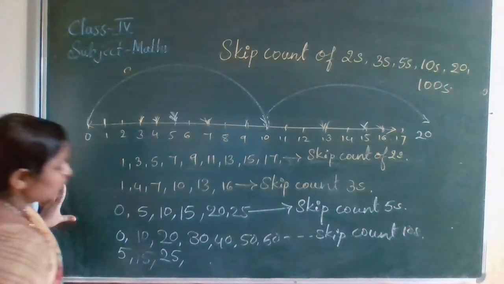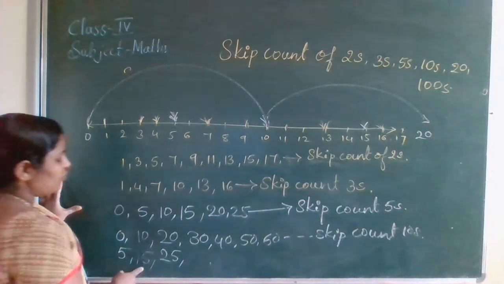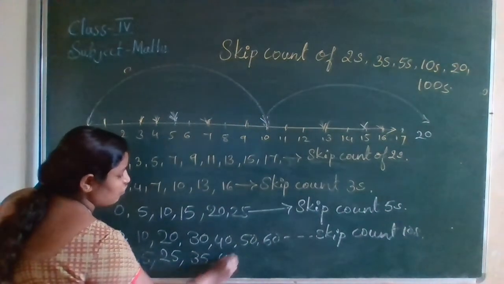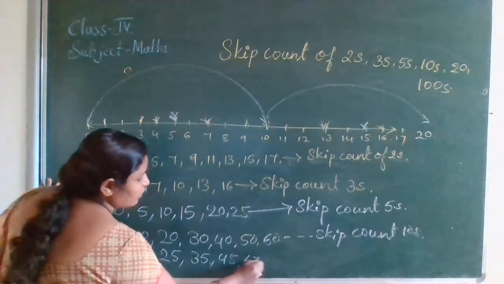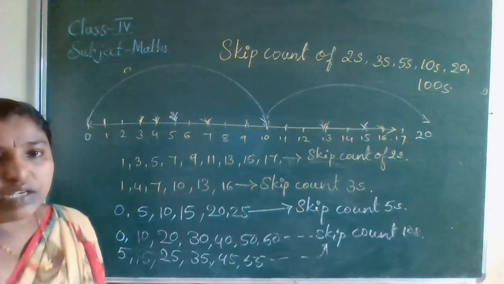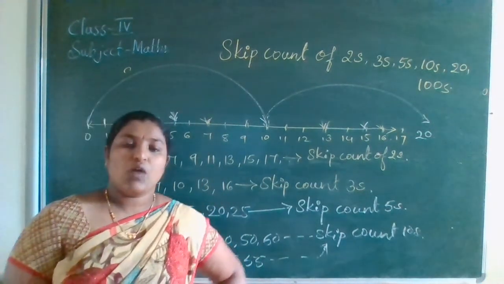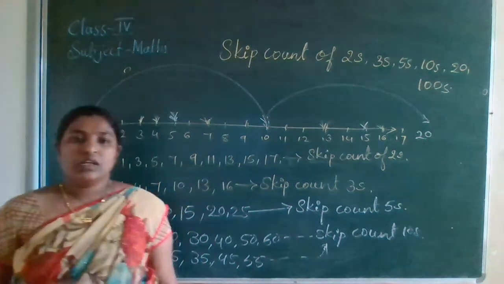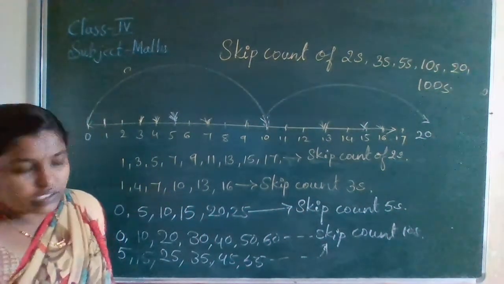Skip count 10s: 5, 15, 25, 35, 45, 55. These are all the skip count 10s. Then what is skip count 20? Suppose the first number is 10.